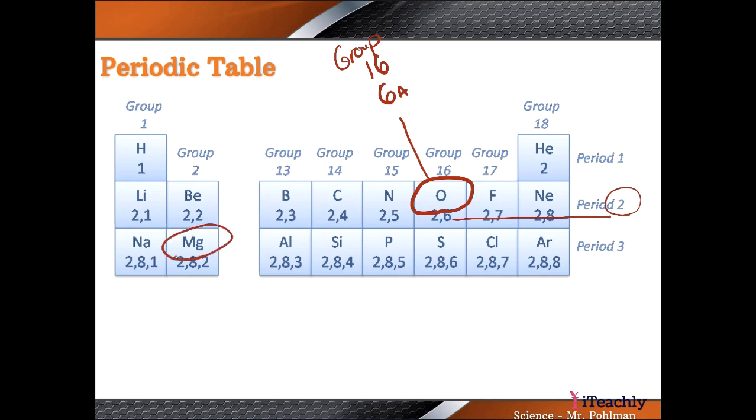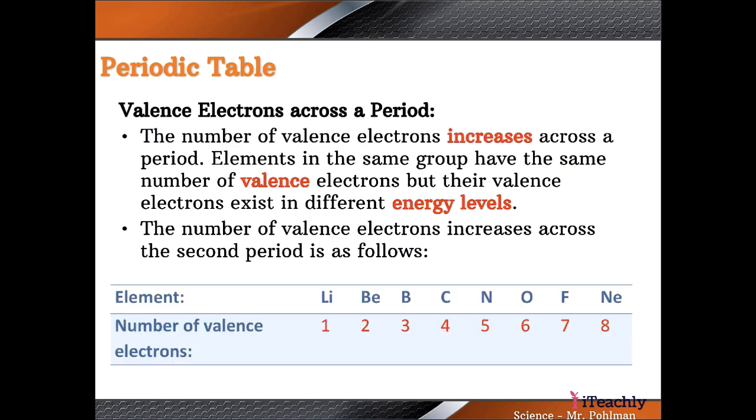So if we take magnesium, how would we describe it on the periodic table? Well, it's in group 2A or group 2. And then what row is this on? Well, it's in the third row, so period 3. All right, pretty easy to do.